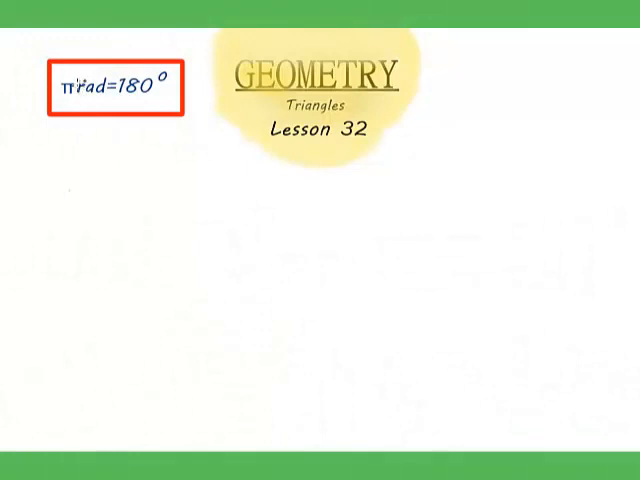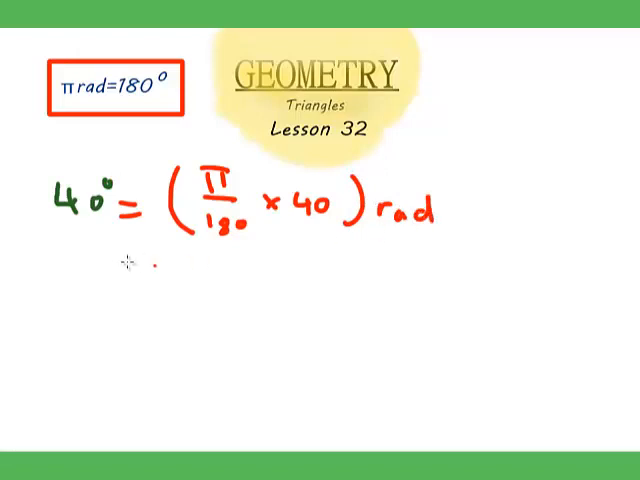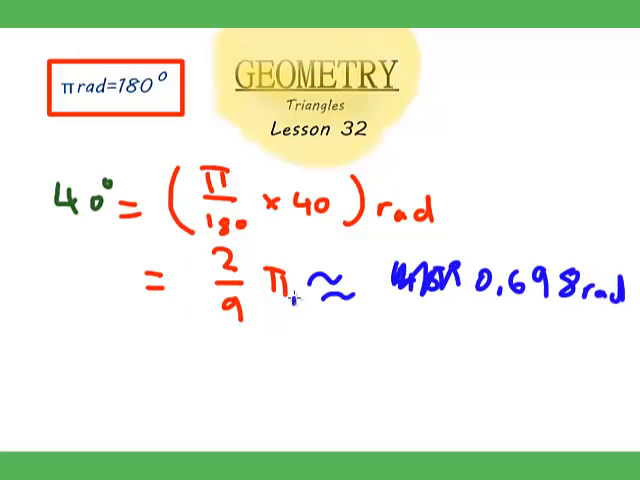So now let's do an example, keeping in mind that pi radians is equal to 180 degrees. So first of all, let's try converting 40 degrees into radians. So 40 degrees is equal to 1 degree, which is pi over 180 radians, times 40, because there's 40 degrees. And units are very important here because we are switching from one unit to another unit. And if we simplify this, we get 2 over 9 pi radians, or approximately 0.698 radians.